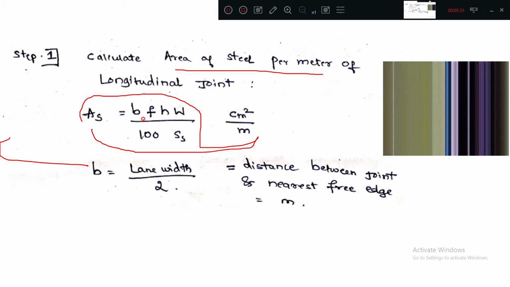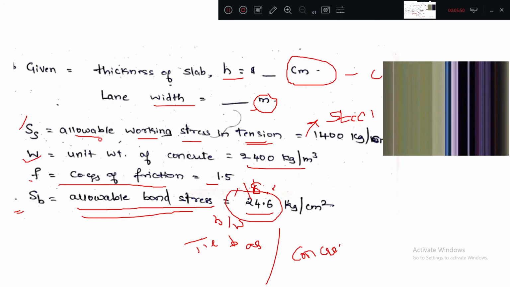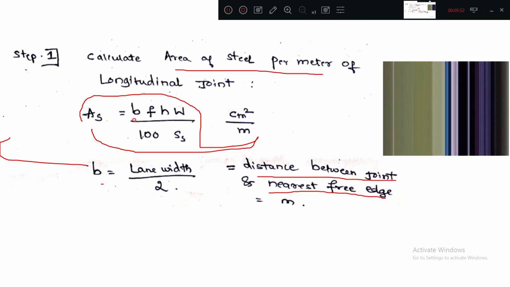AS is equal to BFHW / (100 SS). What is this B? B is nothing but lane width by 2, or else you can say the distance between the longitudinal joint and the free edge. That is what I have explained, this distance. Now F is our frictional coefficient, given as 1.5. H is the thickness of the slab. It should be in centimeter. You remember this thing. But B should be in meter.